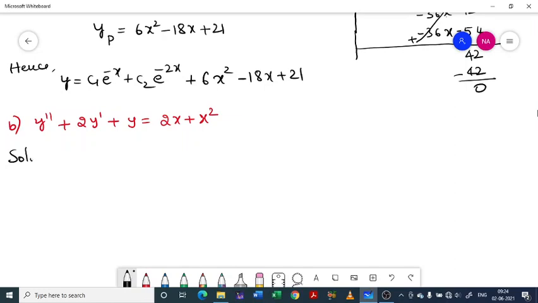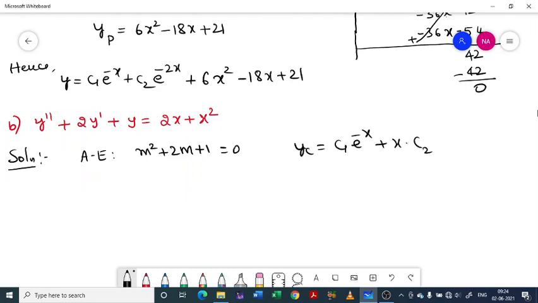Solution. So auxiliary equation is m square plus 2m plus 1 equal to 0, right? But this is nothing but m plus 1 whole square equal to 0. So m equal to minus 1, minus 1. So yc will be c1 e power minus x plus x into c2 e power minus x.